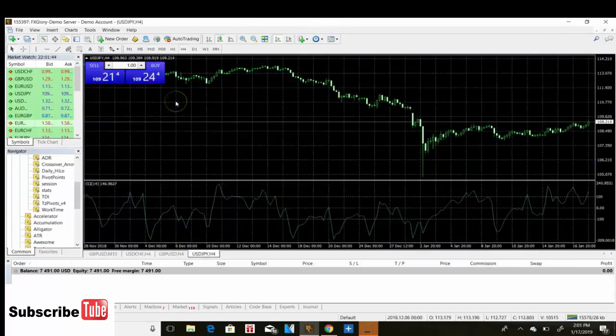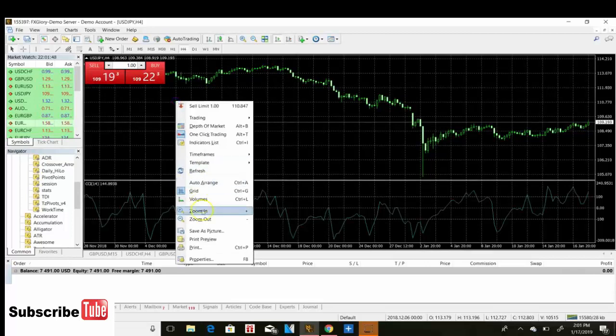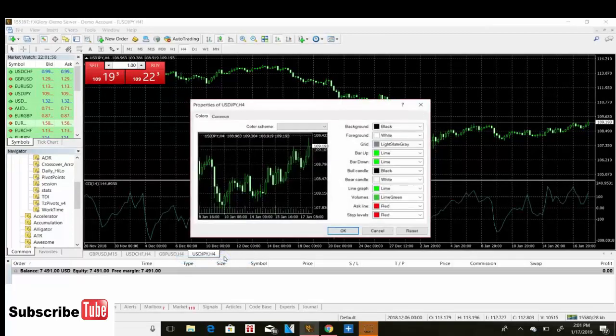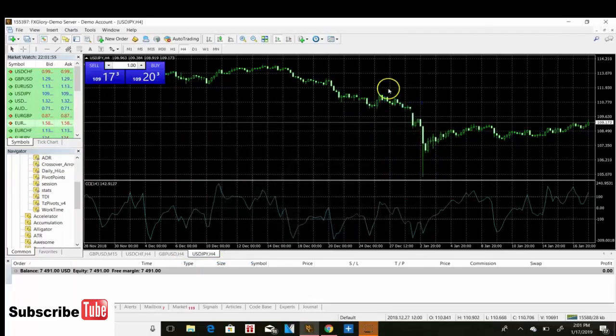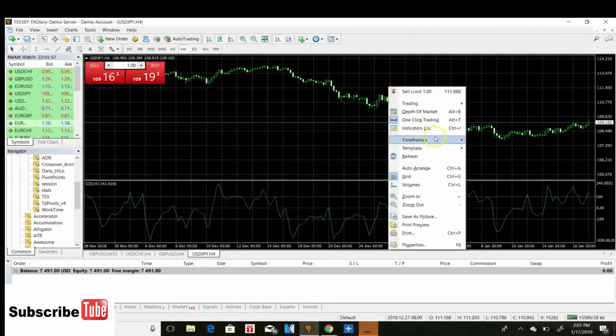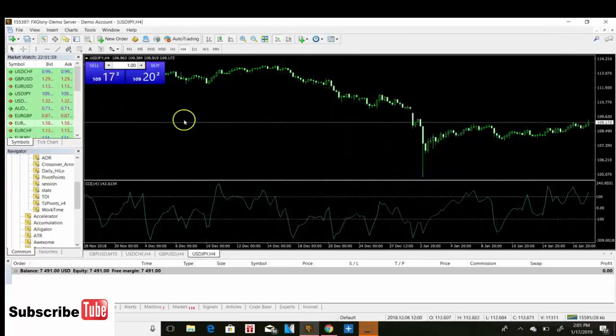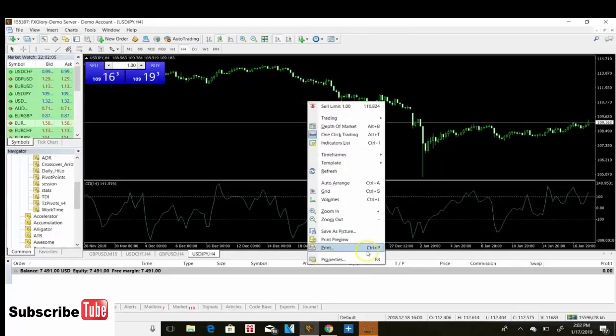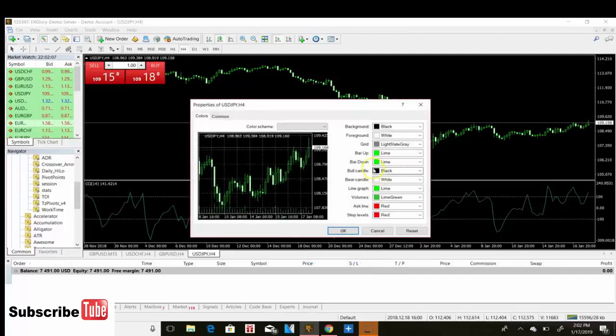Okay, so it'll look something like this. The first thing you want to do when you get on here is right click, go down here to properties. Okay, and then, well, before you do that, right click again and click grid. Take the grid off. Those are those lines right there. Okay, you want to take those off, and then you want to right click again, go to properties, and then you can go in here and change these colors, right?